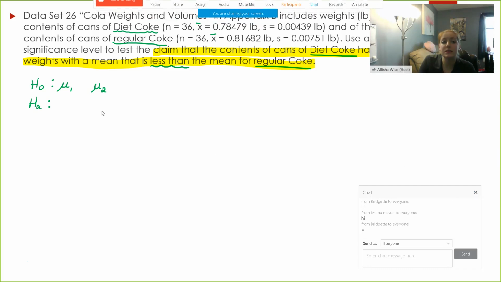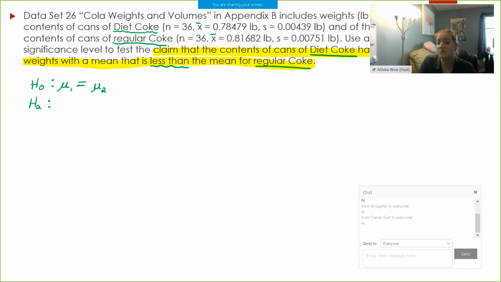Equals. Yes, it's always equal. Not a trick question, just equals. Very good. Now in the alternative, we're going to make Diet Coke group 1 and regular Coke group 2. So here, when we compare the mean of group 1, which is Diet Coke, and the mean of group 2, what is our claim? What are we testing here?